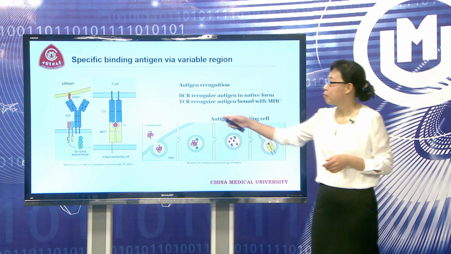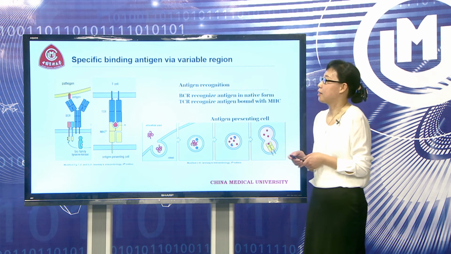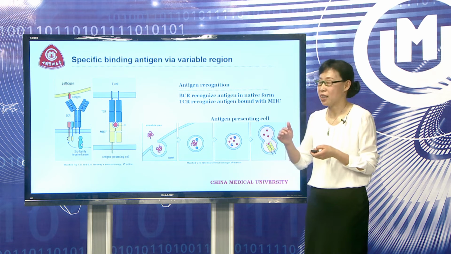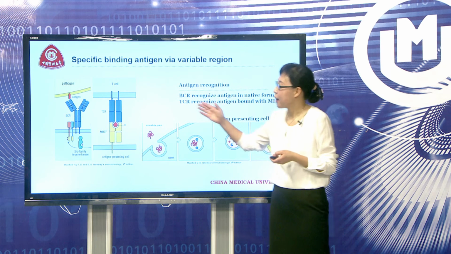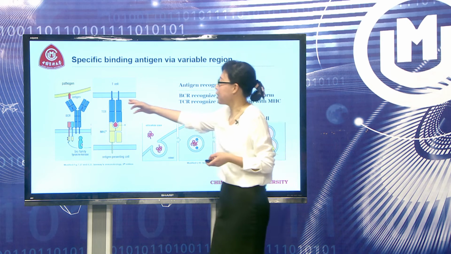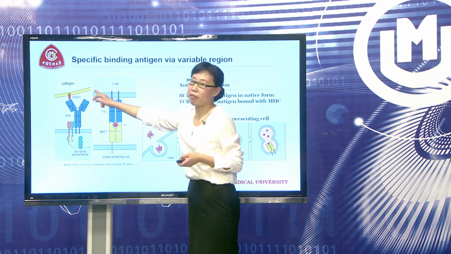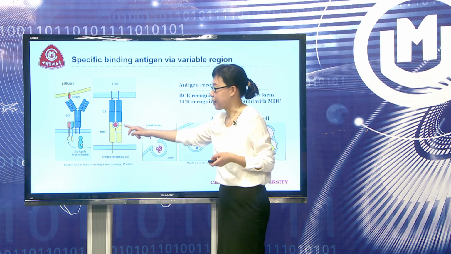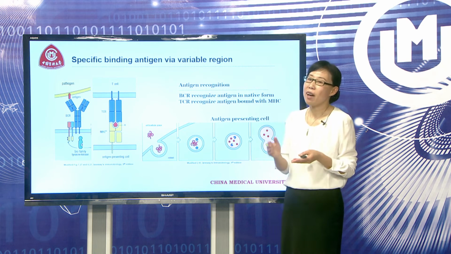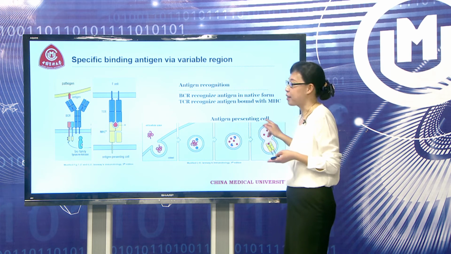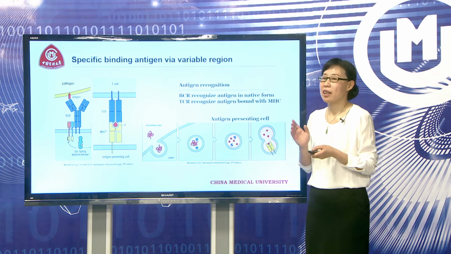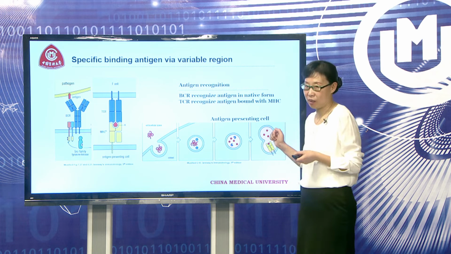BCR recognizes the antigen as an intact antigen. That means it can recognize the antigen expressed on the surface of the pathogen. While TCR recognition of the antigen needs help from antigen presenting cells. For example, dendritic cells are antigen presenting cells.